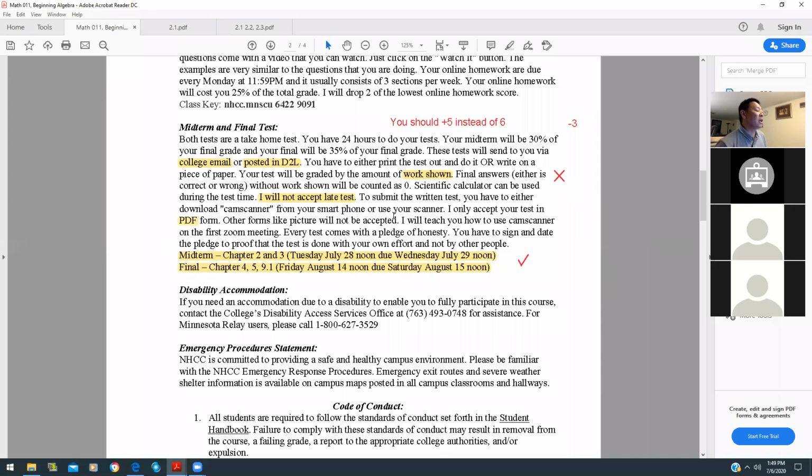So make sure you guys get the CamScanner, or if you have a scanner at home, use your home scanner. The CamScanner is an app, and it's a free app. I will teach you how to do that.